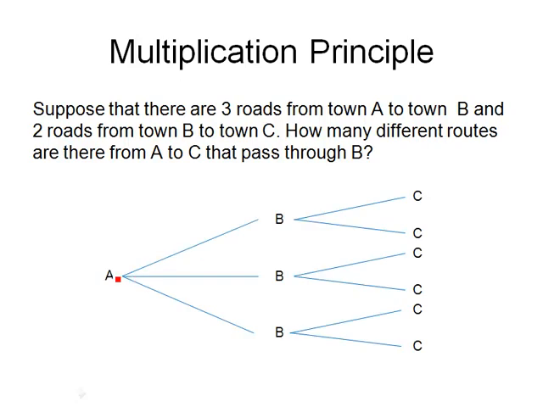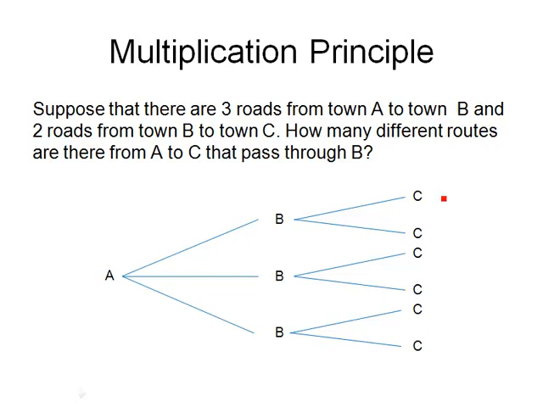So I've got a point A on my tree diagram. There are 3 roads that get us to B, so what you see is 3 lines on the tree diagram. Then from B to C, there are 2 roads, so from each one of these B's, you see 2 more lines that lead to C. What we're interested in knowing is how many different ways can we trace through the tree diagram. So from A to B to C on the top branch, or any of these others.